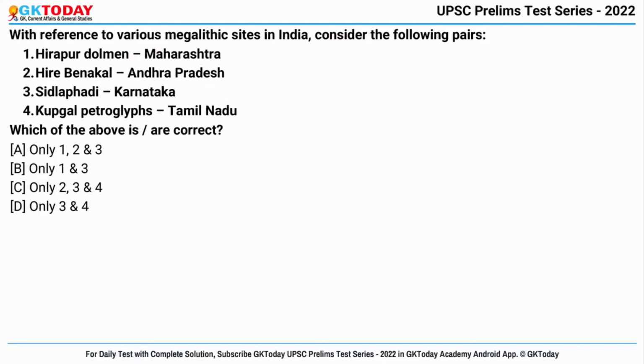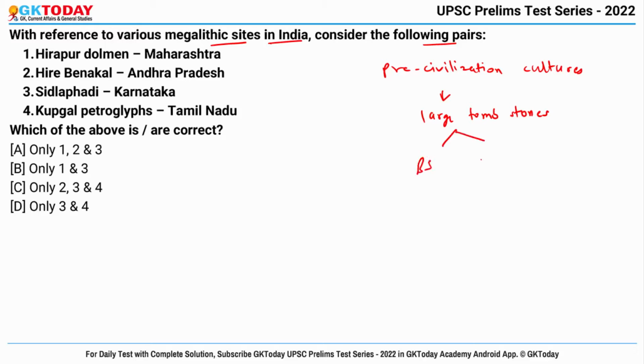Question number 1. With reference to various megalithic sites in India, consider the following pairs. First of all, what is megalithic culture? These are actually one of the pre-civilization cultures that are distinguished by its large tombstones. And megaliths were set up either as burial sites or commemorative memorials by prehistoric people.